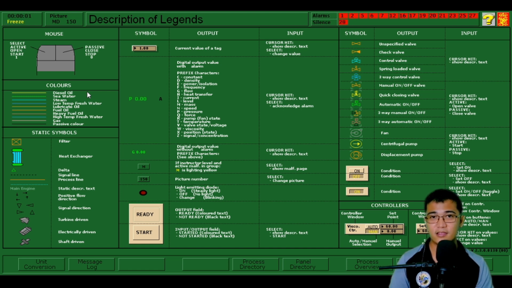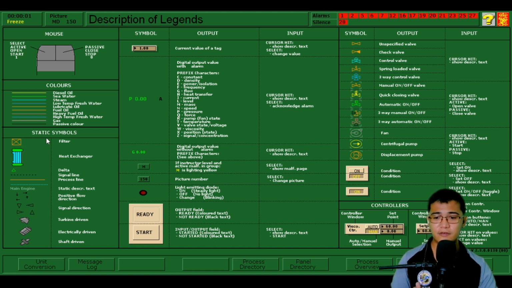Now, moving on. So, we go to static symbols. Ito yung mga symbols na fixed, or hindi gumagalaw, or hindi na natin ma-alter or ma-change yung kanyang state. So, meaning hindi natin siya ma-turn on or off. Hindi natin siya ma-start or stop. So, these are the static symbols. First of all, we have our filter, represented by a box with an X mark, colored orange.